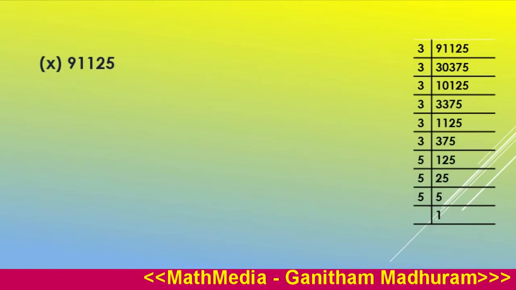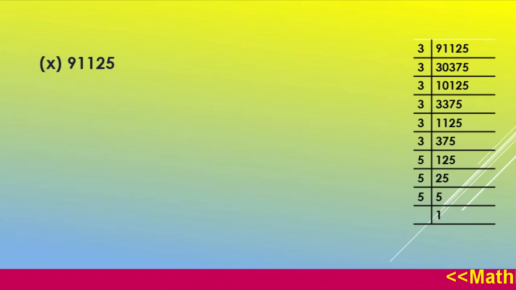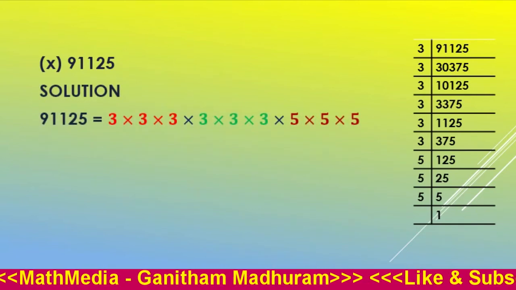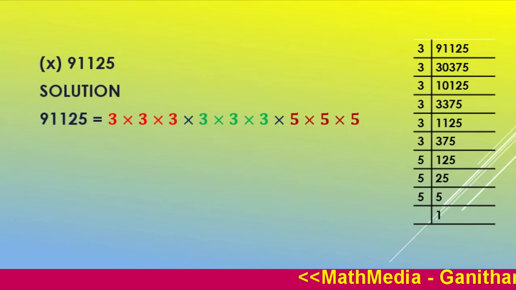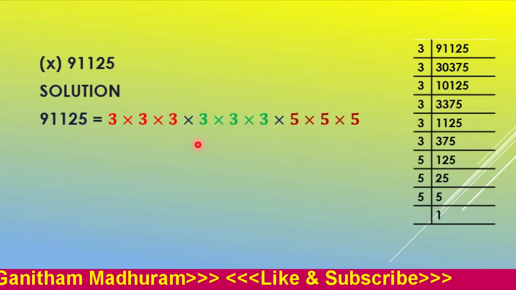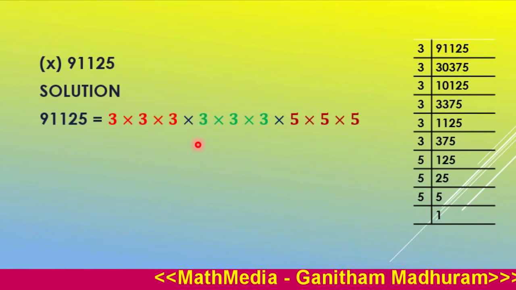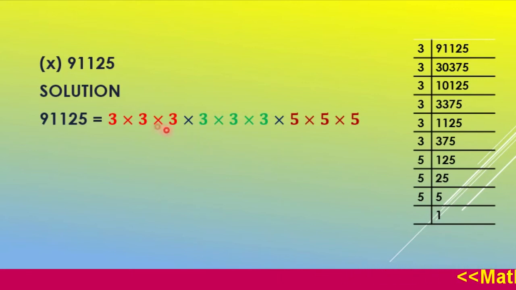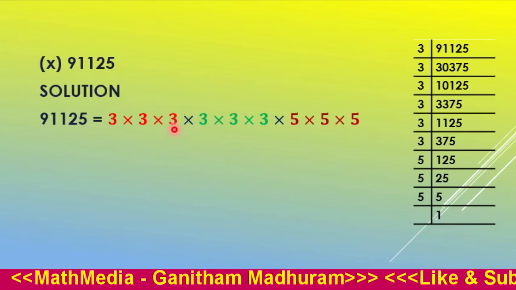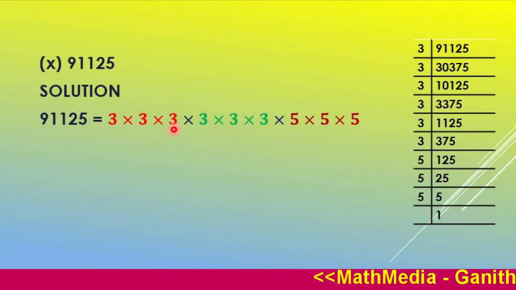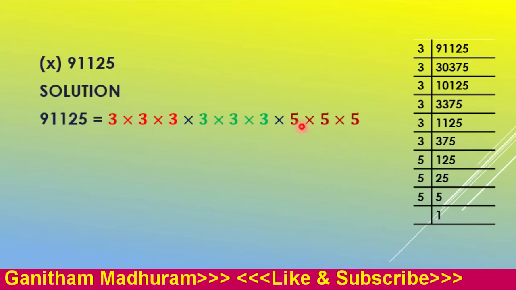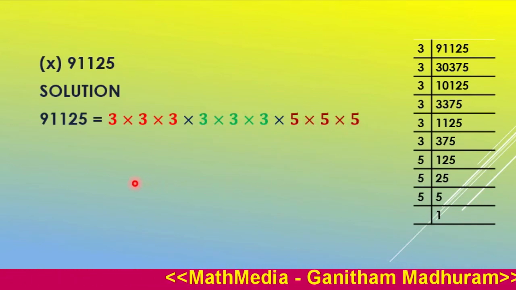Our next question, 91,125. First find the prime factors of 91,125. We get 6 3's multiplied by 3 5's. That is the prime factorization of 91,125. Now we have to make a group of 3. So here first 3 multiplied by 3 multiplied by 3 will form one group. Next 3 3's will form second group, and next 3 5's will form the third group.